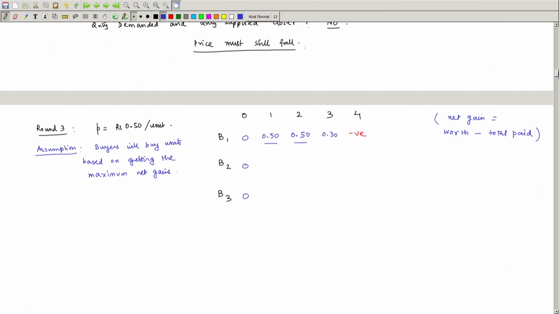So, when he buys 1, his net gain is going to be 0.5. When he buys 2, they are worth 1.3, but he pays 1, so that is going to be 0.3, and then for 3 it is going to be 0, and beyond that it is going to be negative. Okay. So, for buyer 2, based on this assumption, buyer 2's choice is going to be 2 pencils, Okay.